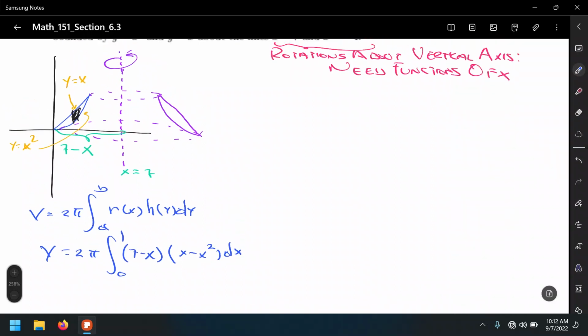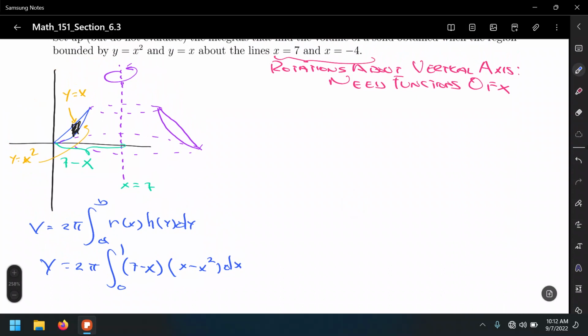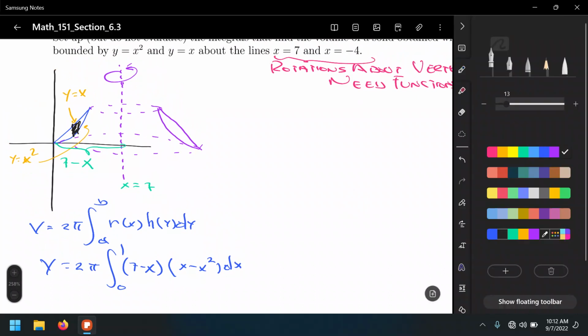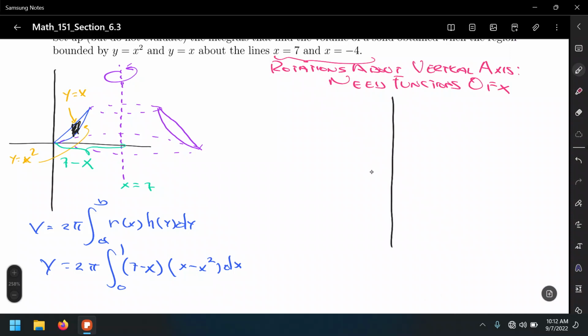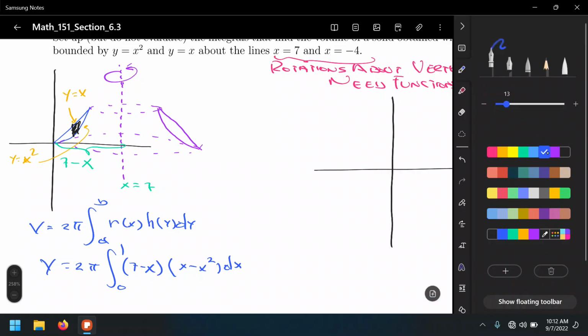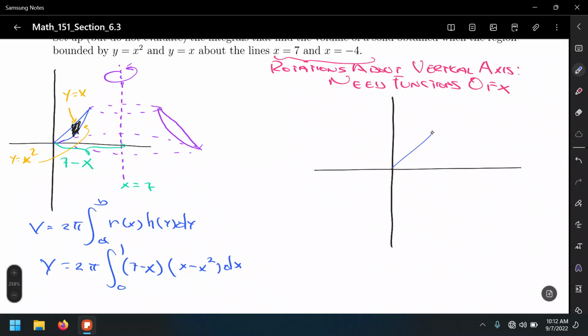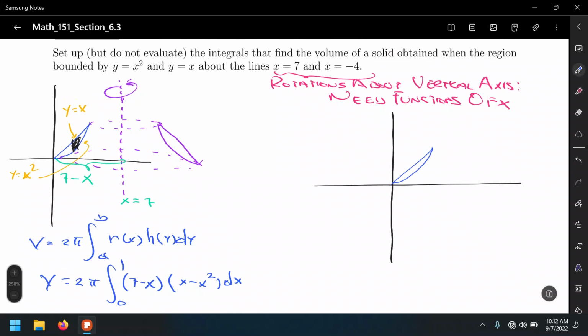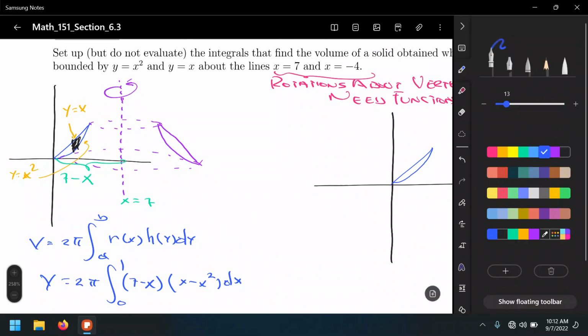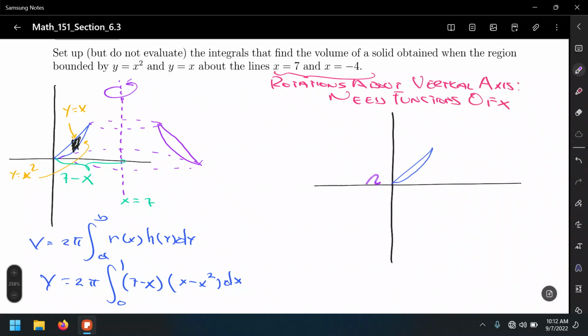And for the last example, which is another setup but do not evaluate, we're going to have the same region. The line, the diagonal line, and the parabola. And in this case, we want to rotate this about the vertical axis, x equals -4. So I'm going to go over here. 1, 2, 3, 4. We're going to have the axis of rotation here. We're going to rotate the region.